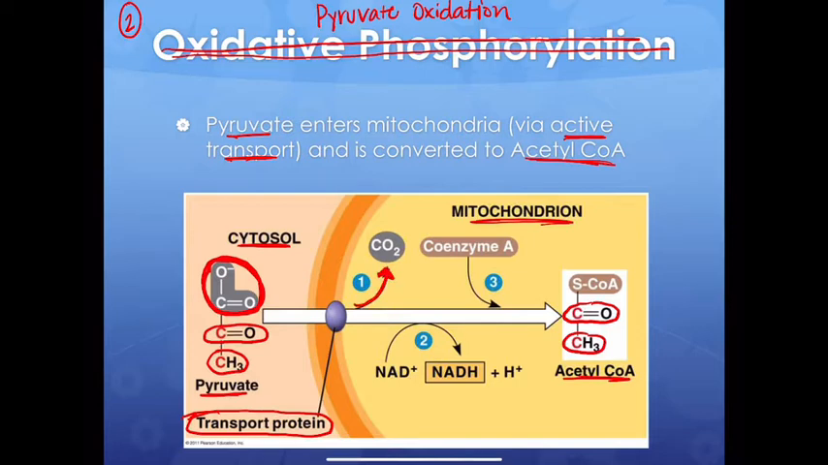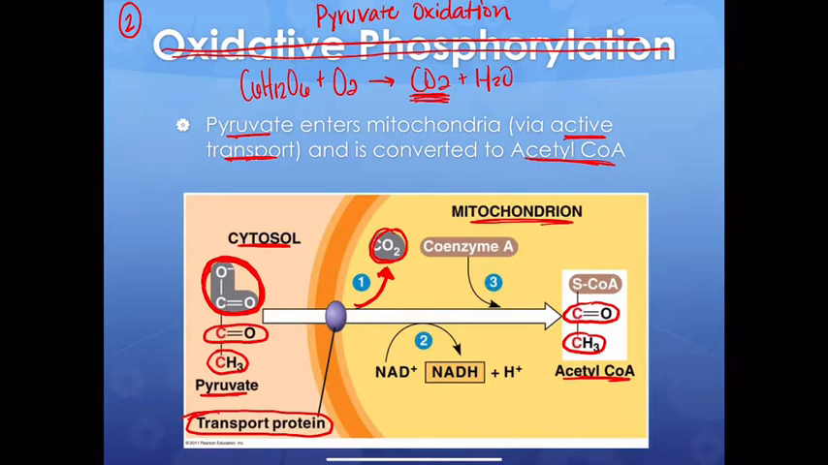If you think back to our equation for cellular respiration, C6H12O6 plus O2 yields CO2 plus H2O. Carbon dioxide is one of the products of cellular respiration, and here's where it comes from. Okay, now it's also made in the Krebs cycle, but this is the first place that carbon dioxide is made. All right, so 1 molecule of CO2 is released here.